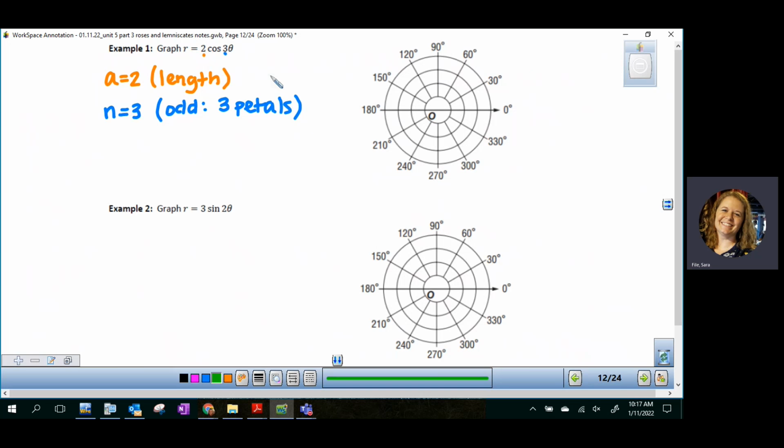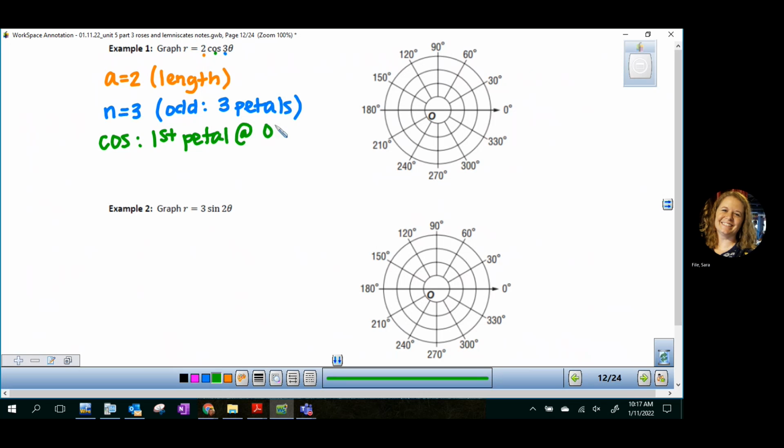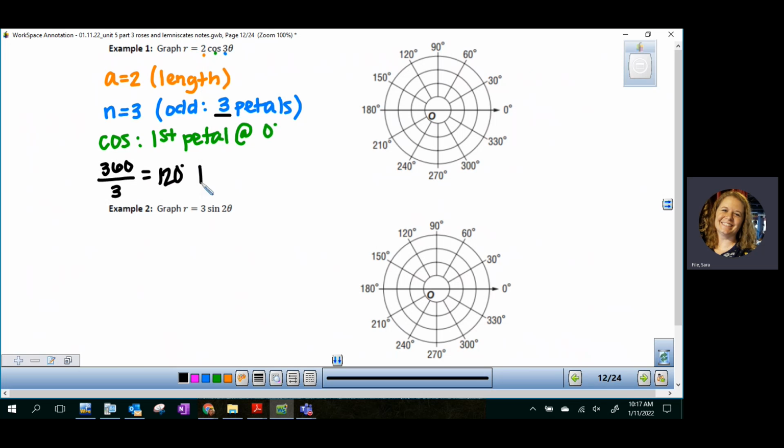Okay, and then I'm going to look at what trig function it is. It's cosine. So that tells me that my first petal is where? At what angle? 0 degrees. Okay, and then I'm going to get the rotation between all the petals. So I'm going to do 360 divided by the number of petals, which we said was 3 up here. So there's 120 degrees between the petals. So far, so good?